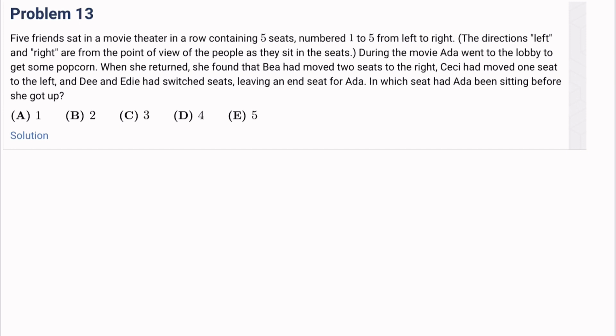When she came back, she found that B had moved 2 seats to the right, Ceci had moved 1 seat to the left, and D and Eddie had switched seats, leaving an end seat for Ada. In which seat had Ada been sitting before she got up?